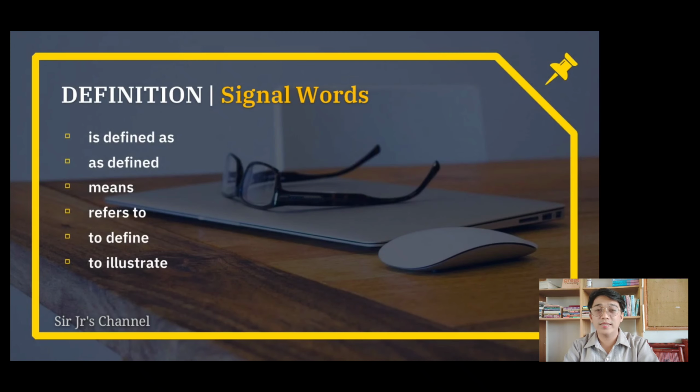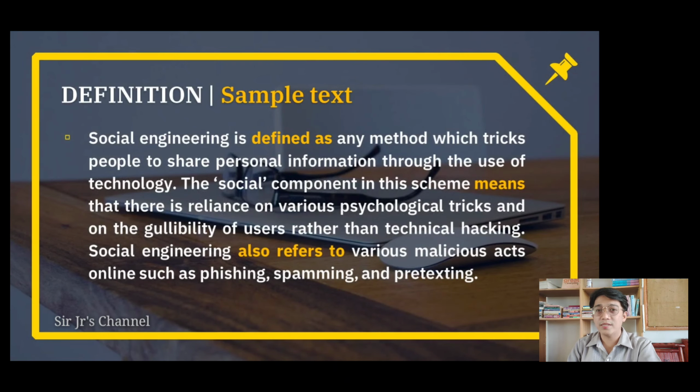Here are some signal words that may help you when you try to use definition as a pattern of development. Okay, we have is defined as, defined, means, refers to, define, or to illustrate. Social engineering is defined as, so that's the signal word, any method which tricks people to share personal information through the use of technology. Obviously, the topic is all about social engineering, and it's trying to let it be understood by the audience using the pattern of development definition.